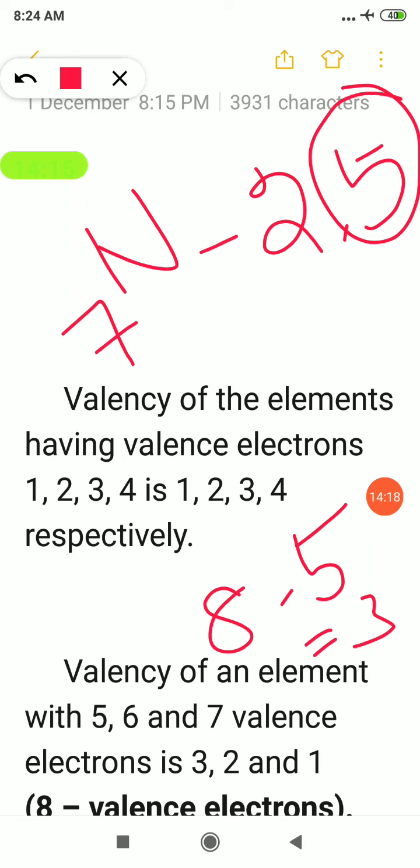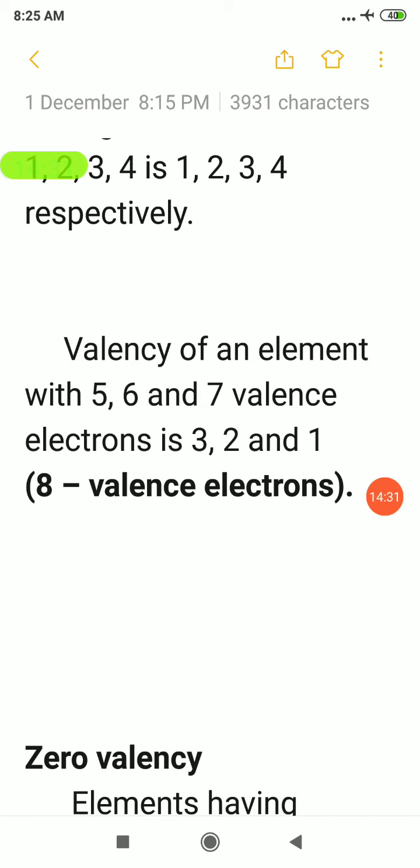Okay, so if the element possesses the valence electrons 5, 6 or 7, we can find out the valency by subtracting the number of valence electrons from 8. That is 8 minus valence electrons. One more example is also there.